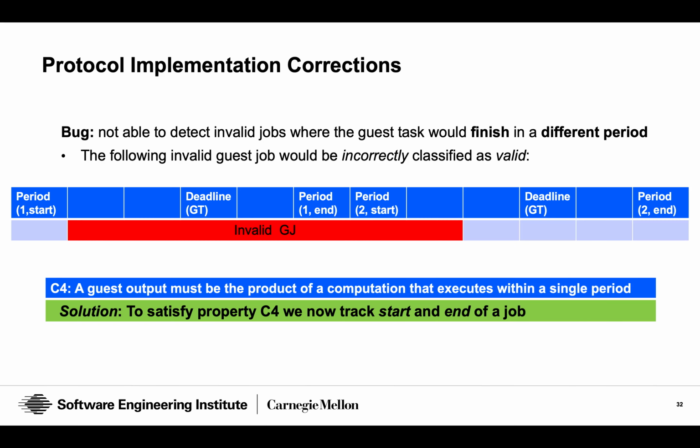For instance, consider an invalid guest job where the end is at a valid time, but in the wrong period. With the previous implementation, since we're only tracking the end of the job, we would actually classify this as a valid job, even though it's not. In order to fix this issue, we modified both the model and the implementation to track both the start and end of a job, and therefore we're actually able to satisfy this property.